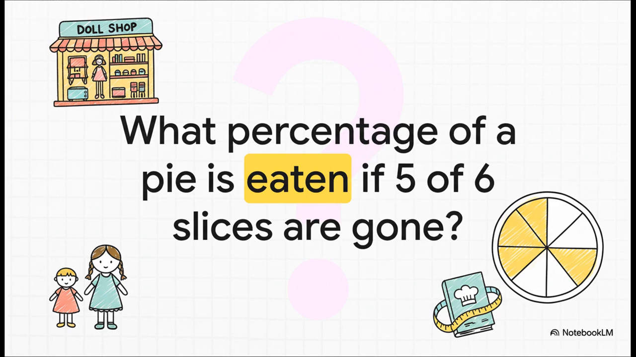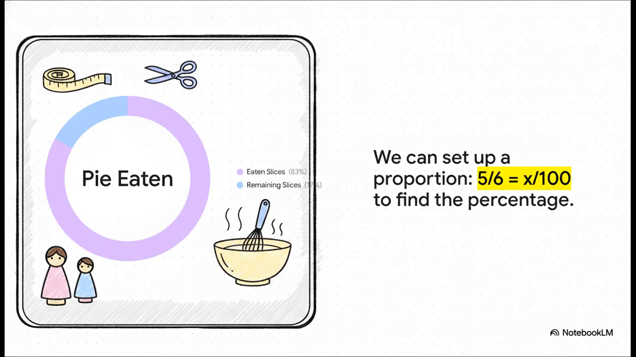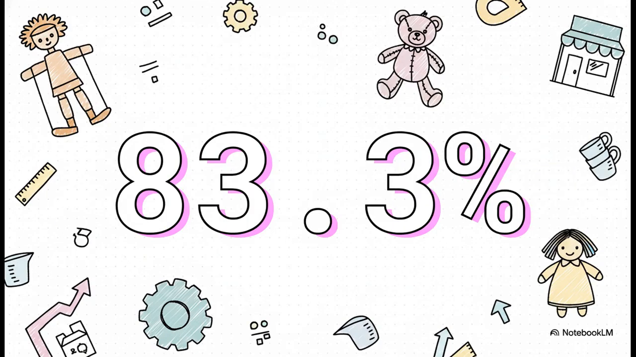We can set this up as a super simple equation. So all we do is write the fraction 5 over 6, and we set it equal to x over 100. And now we can use that awesome cross-multiplication trick we just learned. We'll multiply 5 by 100 and 6 by x. And when you solve for x, boom, you get 83.3. So that means 83.3% of the pie is gone. That's a super precise answer, and it's all thanks to a simple proportion.